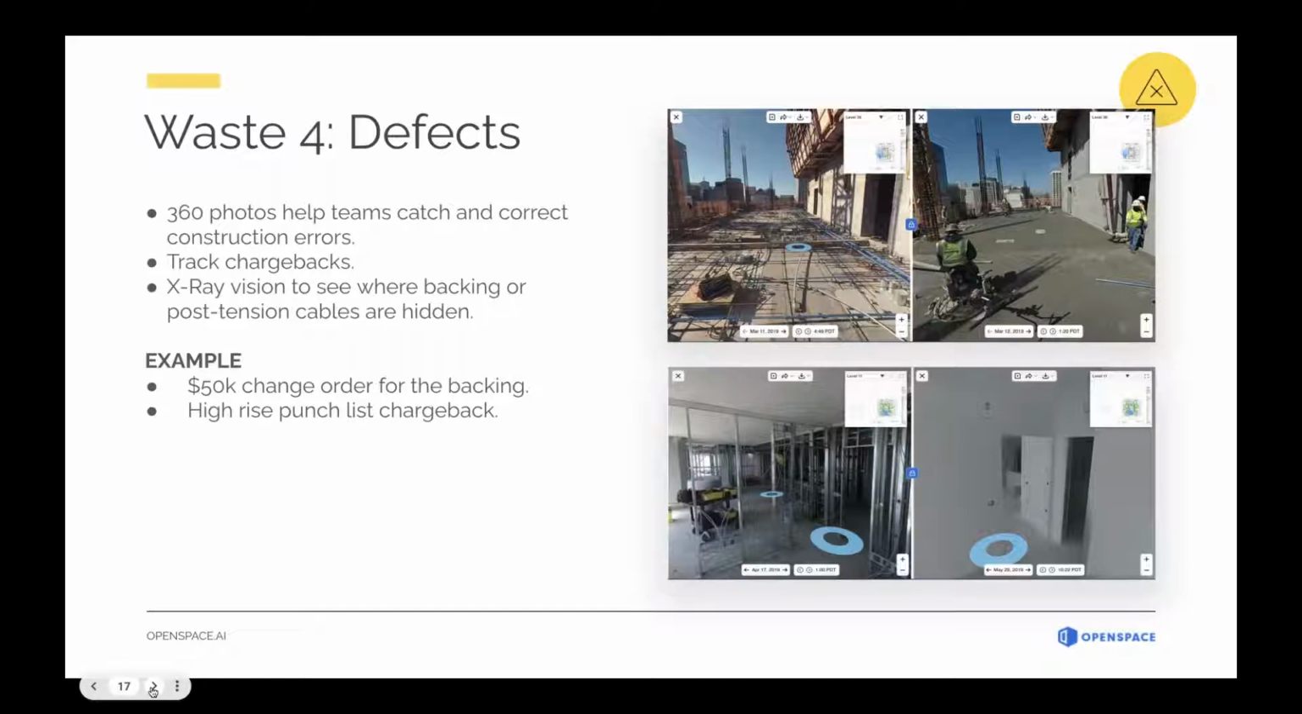Because it's snapping a photo every half a second wherever you're walking. So you're ensuring a complete documentation of your job site from start to finish, and you're not having to rely on, if you took that photo above the ceiling or behind the wall, you know it's going to be there, and you can easily go find it on the floor plan, go back to that date and see, hey, is there backing there? Hey, is the PT cable going to be in the way? We have to core drill here.